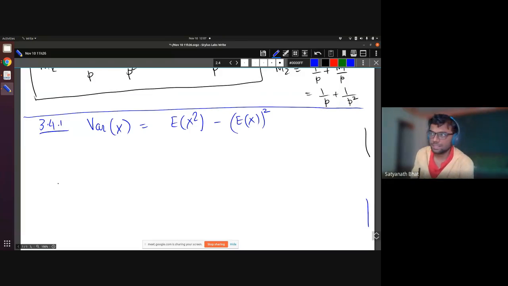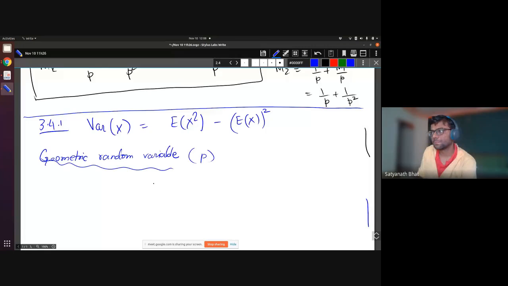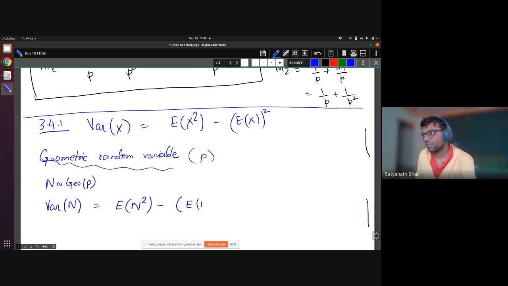Now let's start directly by looking at a problem. We will again look at the geometric random variable, with p as the probability of success, and let's say N is the geometric random variable with probability of success p. We are interested in the variance of N. So what is the variance of N? It is going to be expected value of N squared minus expected value of N, the whole thing squared. We already know what is expected value of N. We have already done that. This is 1 over p.